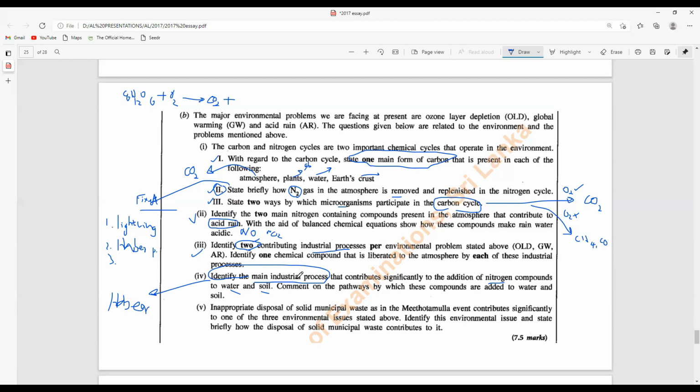Because the other two we normally discuss are lightning and the fixation by microorganisms, which is related to question number 2 here in the first one, right? So the main industrial process is the Haber process, and comment on the pathways. So how is this added to water, right? Don't forget that ammonia can be converted to fertilizers, because in the Haber process we fix nitrogen to form ammonia, and this ammonia can be used to form the fertilizers, right?